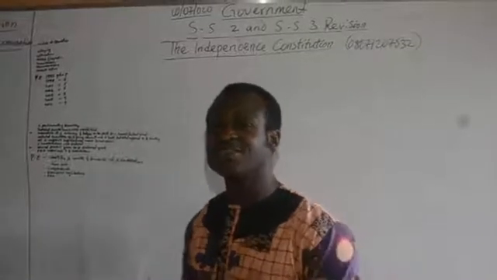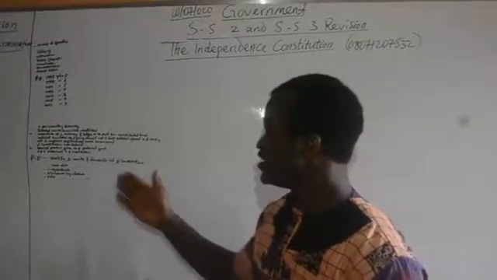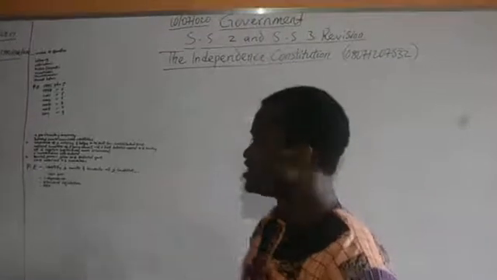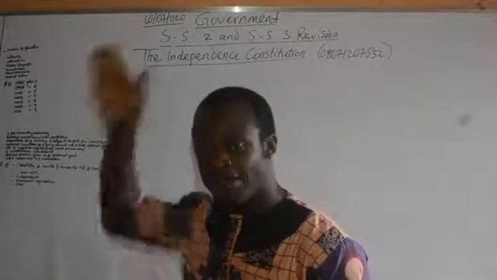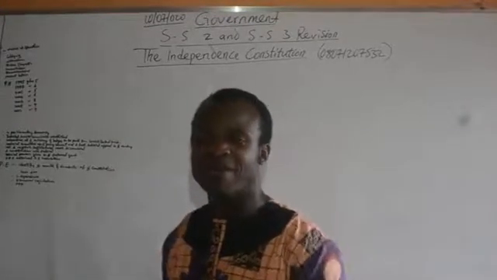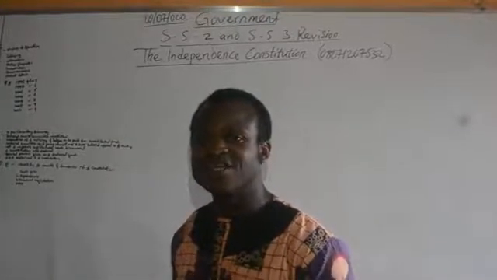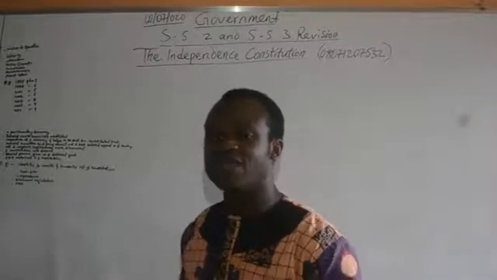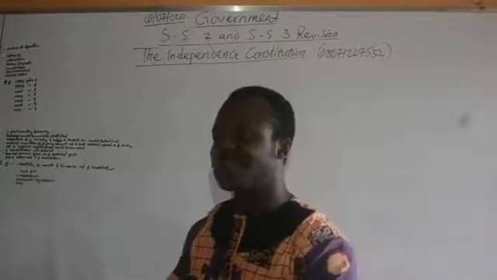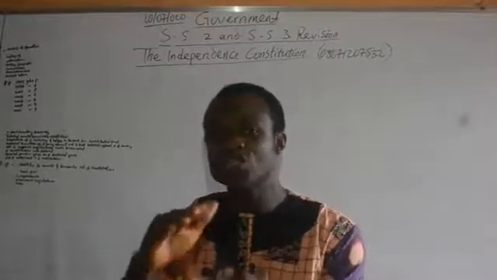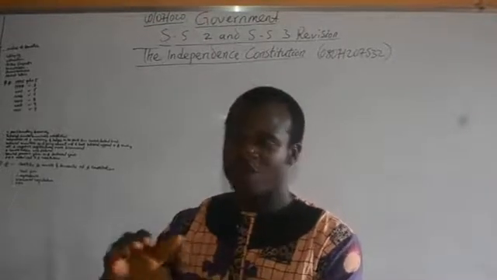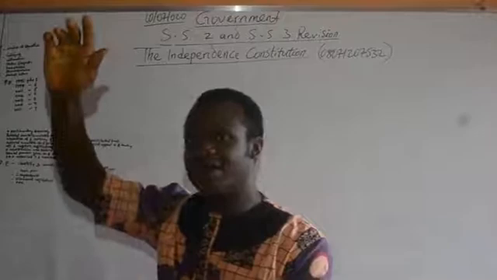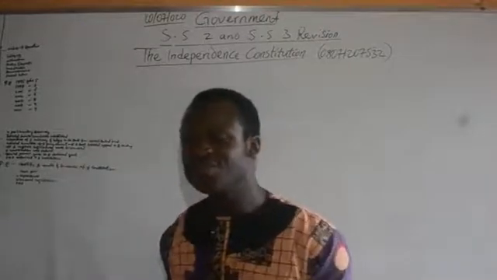So the 1960 Independence Constitution provided for that, and then all the regional legislatures were made bicameral. That means the Western Region, the Eastern Region and the Northern Region were each to have two chambers of legislature, the upper chamber and the lower chamber, in the regions.